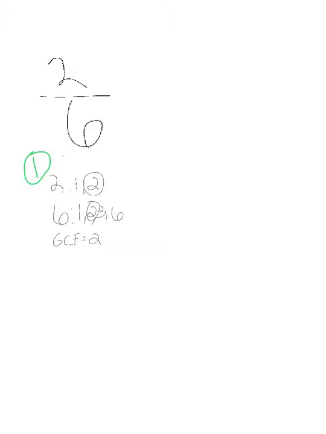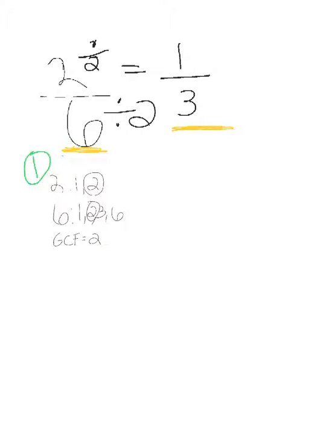Now we're going to look at our second step. We found the GCF. Now we need to divide both the numerator and the denominator by that GCF. So if I look right here, that means I'm going to do 2 divided by 2, and that equals 1. And then I do 6 divided by 2, and that equals 3. And now I've put my fraction 2/6 into simplest form, 1/3. All right? Now let's go ahead and put the 2 examples in from your notes.